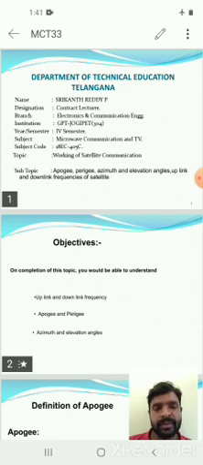This is Srikanth Reddy, lecturer in Electronics and Communication Engineering, working at Government Polytechnic, Jogupet. Subject name: Microwave Communication and Television. Subject code: ECE 405.